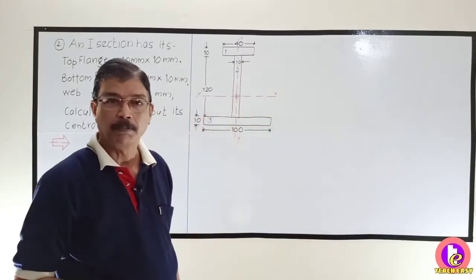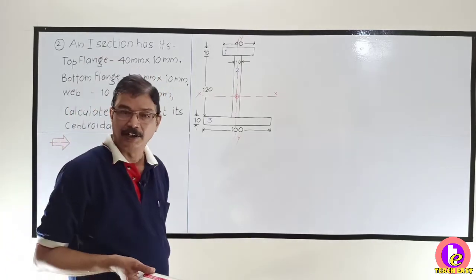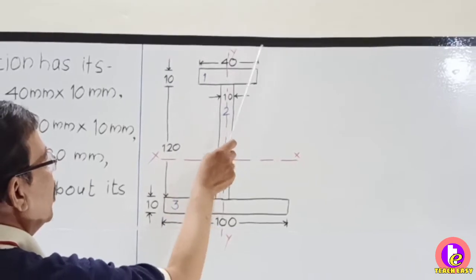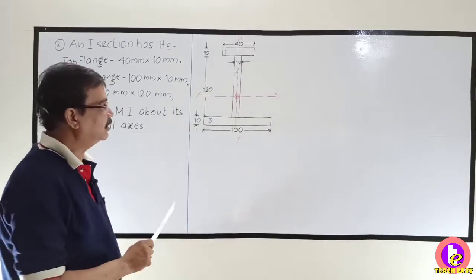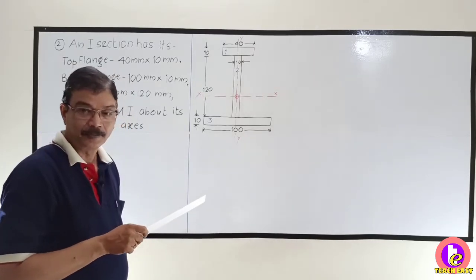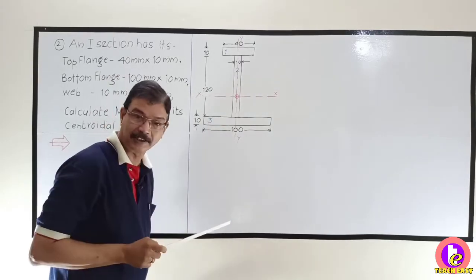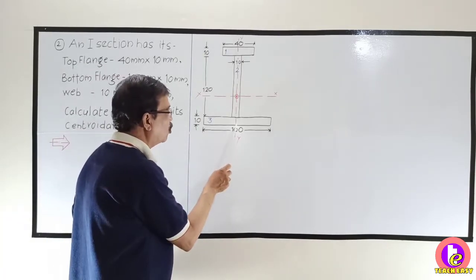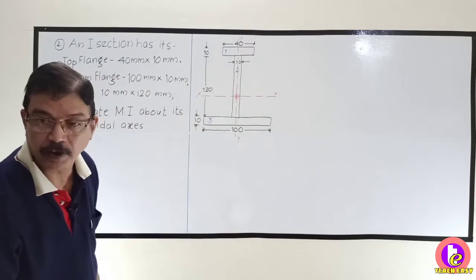Now, in the previous problem, we saw that I section was symmetrical because its top flange and bottom flange were of same dimension. Now, you will find out in this problem, top flange is 40 mm wide, 10 mm thick, and bottom flange is 100 mm wide and 10 mm thick. So, we cannot say this as symmetrical, but this is known as unsymmetrical I section. Though this is unsymmetrical I section, I can surely say that it is symmetrical about YY axis, but it is not symmetrical about XX axis. Therefore, our first job is to find out the position of centroid, that is Y bar, from bottom or from top. So let us first find out Y bar.